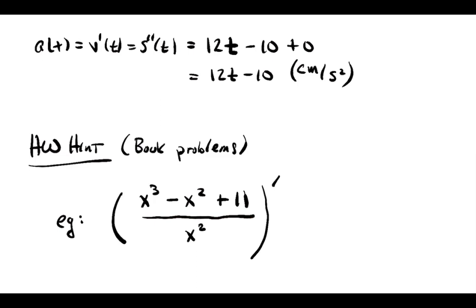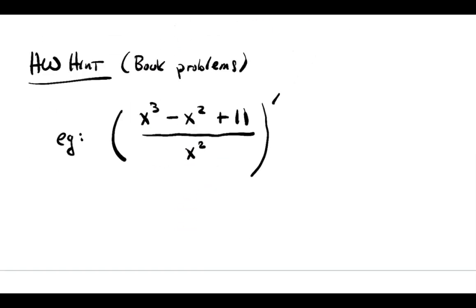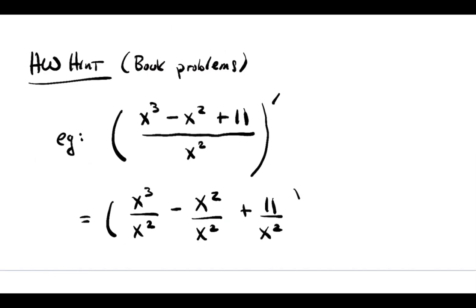All right, so what do I mean by that? If I'm dividing a sum by x squared, I can divide each term in that sum by x squared. So I'm not doing any calculus here at the moment. I'm just going to redo some algebra, but I can take this x cubed and divide it by x squared, subtract x squared divided by x squared, and add 11 divided by x squared. And take the derivative of that.